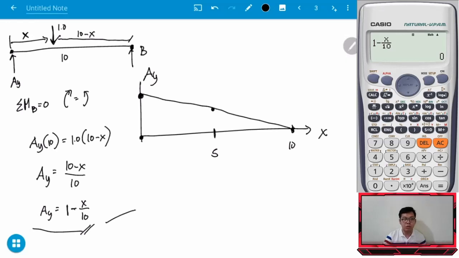Para mas ma-appreciate ninyo. So, anyway, tapos na tayo, no? Nakita ninyo yung paano yung reaction. Now, let's check pag shear naman yung hinahanap. By the way, guys, ito yun, ha? Yan, solution using tabulated values.